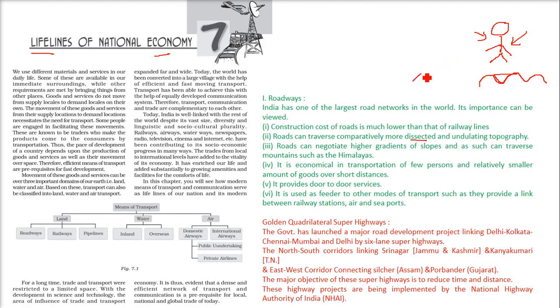And if there is a slope with a quite high gradient, roads can also be built there. They can negotiate higher elevations or gradients of slopes. That is why we have roads up to the Himalayas, in terrain which is difficult to reach because of elevation or height. When few people are going, road is the best option. It is an economical option of transportation for few people. And if goods, that is cargo, have to be sent over shorter distances, then roadways are the best.